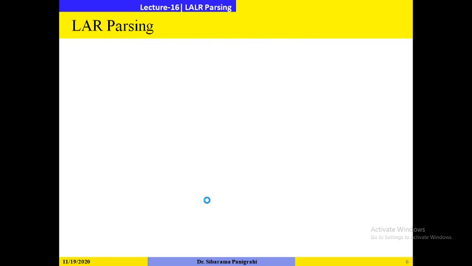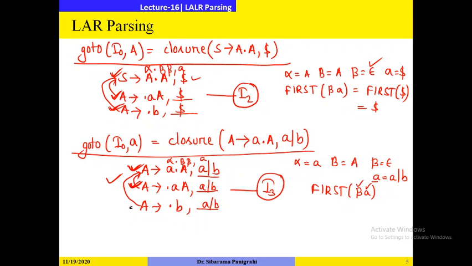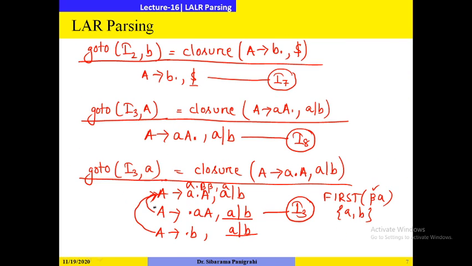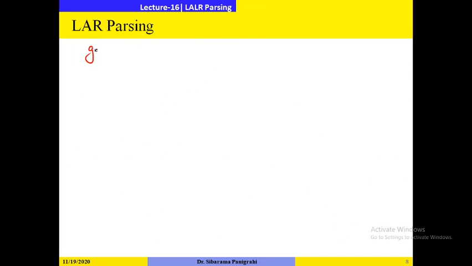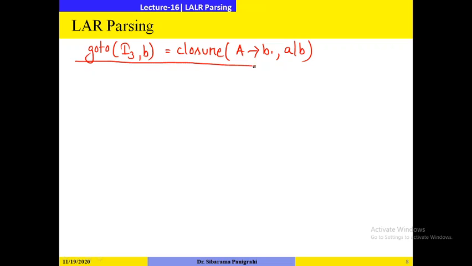Now in I3 can you jump some other symbol? Yes, you can jump the B in this production. So go to I3 comma B. So what you will get? Closure of A gives to B dot comma A or B. This one I have copied from there. So here you will get A gives to B dot A or B.